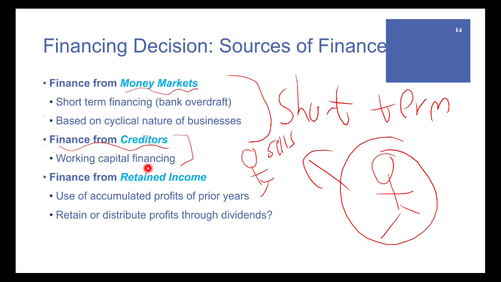Then your retained income. Same thing I told you, retained income is where you retain your profits in the business, right? Do not put all your profits into dividends. Do not pay all your profits away. No, keep your profits in the business, secured, so you can use it to source finance.